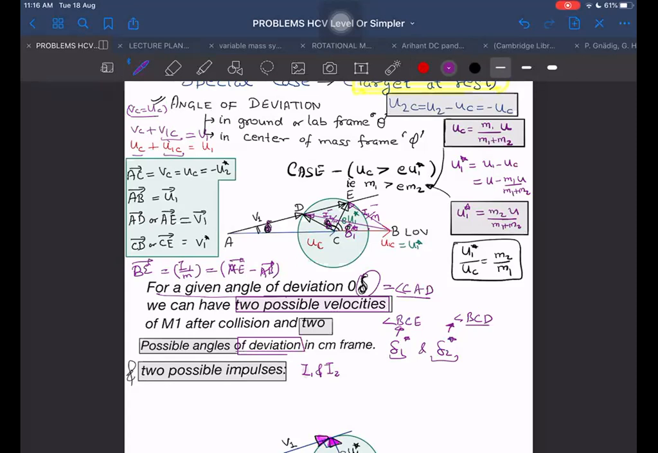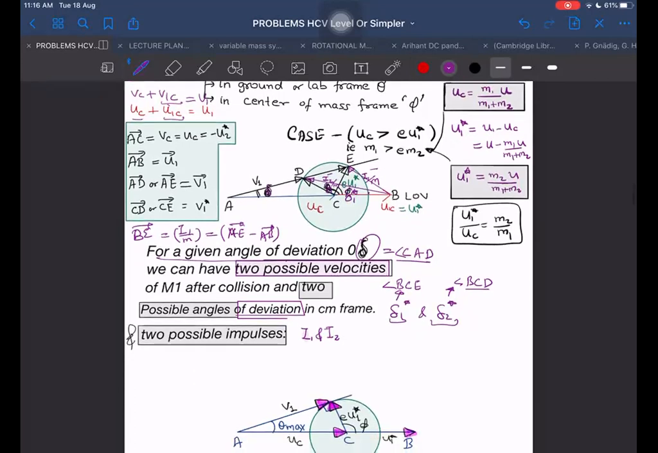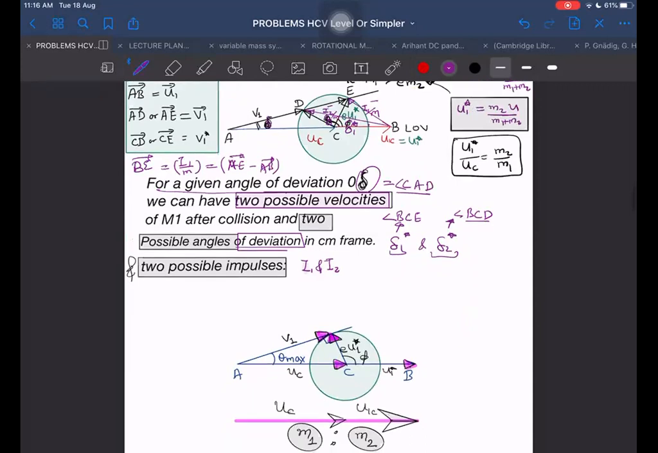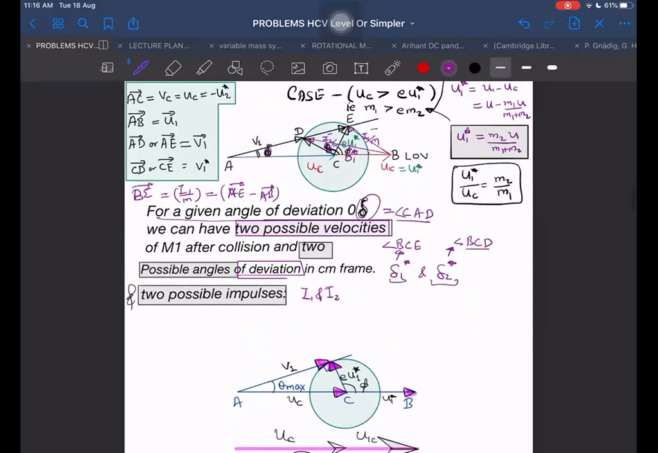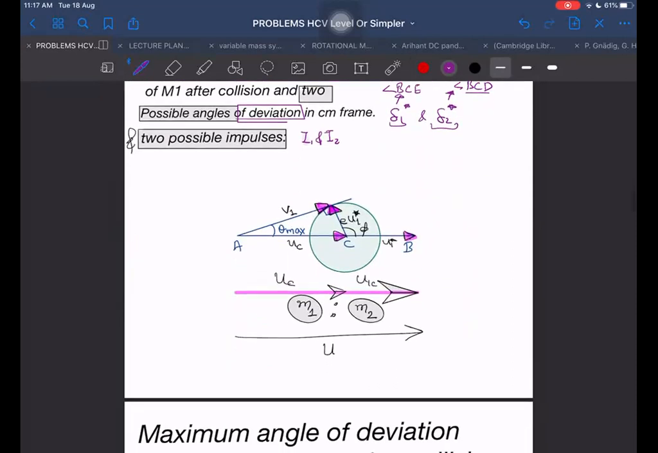But in the frame of ground, there is only one possible angle of deviation for a given particular case. There cannot be multiple deviations, right? Now, here I have explained one more thing. What is the maximum possible angle of deviation? Let us call it delta max, the maximum possible angle of deviation.